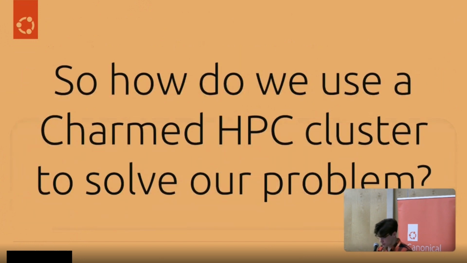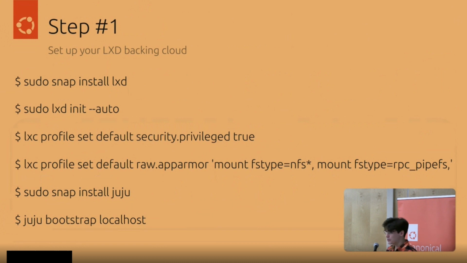So you might be asking yourself, how do we use a Charmed HPC cluster to solve our problem? Our problem specifically being that I waited until the last minute to analyze the data set that was requested by my boss. How many people are planning on following along here? Raise hands. All right, sweet. So we have these commands here. We're going to install the backing cloud, then initialize it, and make some profile modifications to LXD, mostly to make the shared file system work. After that, we're going to install Juju, and then bootstrap our cloud.